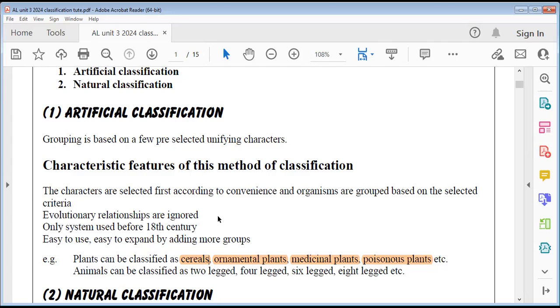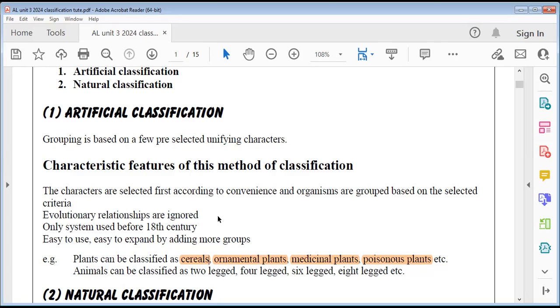The third one is very important. It is telling you, artificial classification was the only system used before which century? The 18th century. Why suddenly did people start natural classification in the 18th century? Before the 18th century, they had only artificial classification. After the 18th century only, they started natural classification.